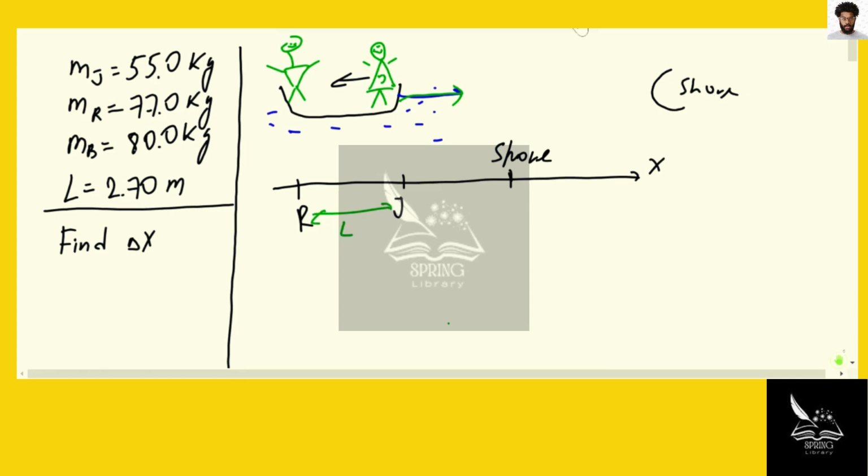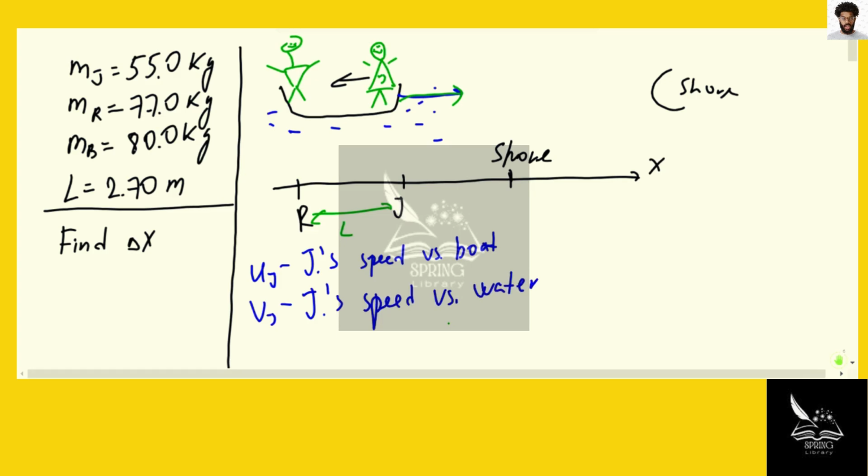Let us assume that U Juliet is Juliet's speed versus the boat. Meanwhile, V Juliet is Juliet's speed versus water. And in our case, water doesn't move. So it's our stationary system.